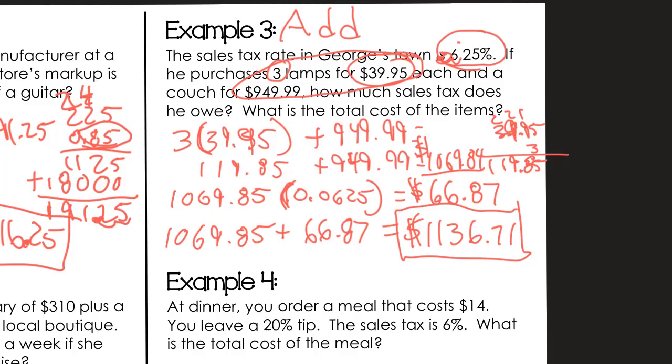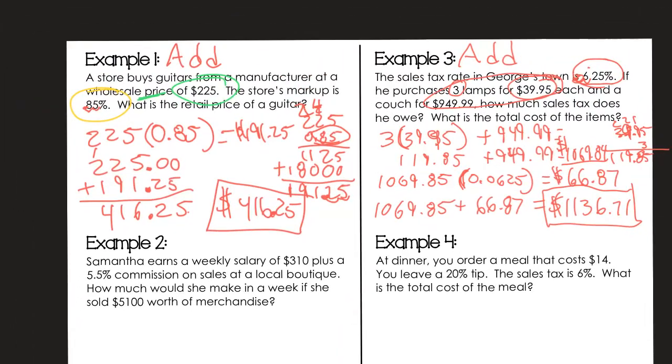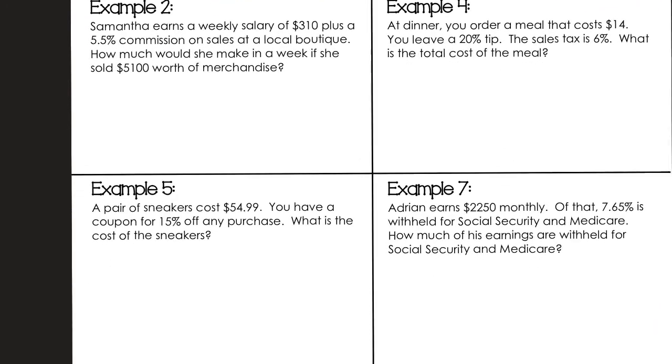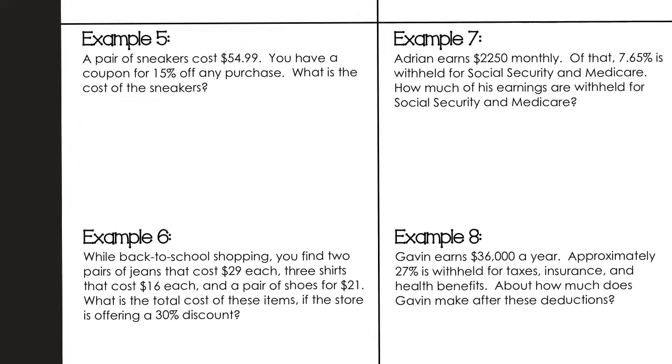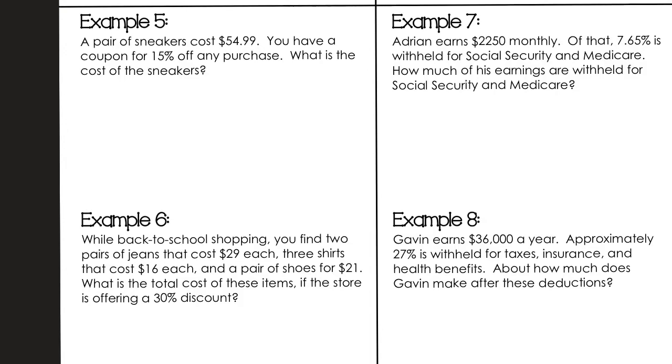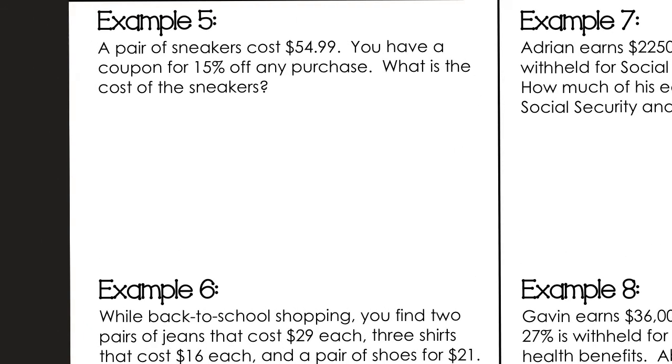All right, so that's what your examples 1 and 3 should look like. I'm going to zoom back out for you for a second. You can get that written down if you need to. But that is what you're looking at for that. All right, I'm going to move down to the bottom half of the sheet. And we're going to look at a couple of deductions or markdowns. So let's start with example 5.